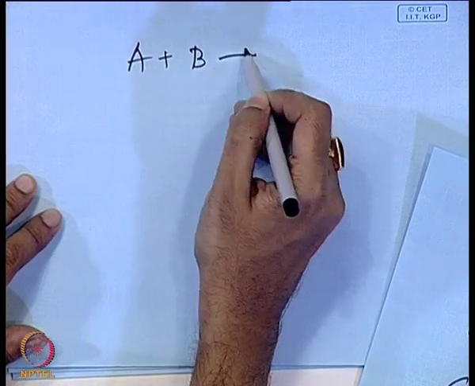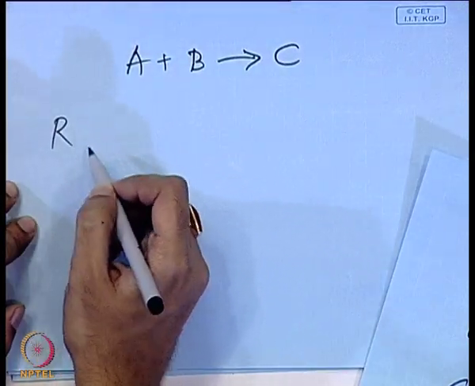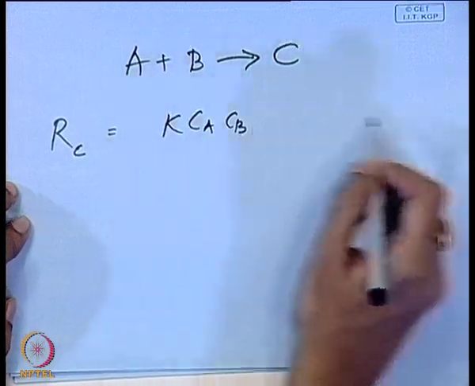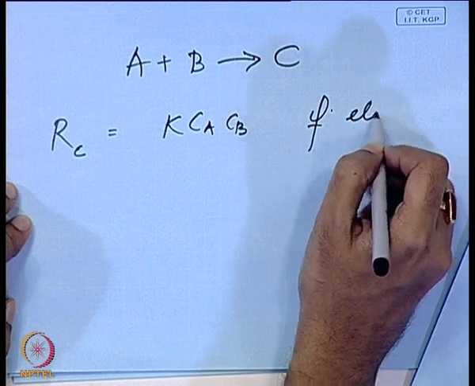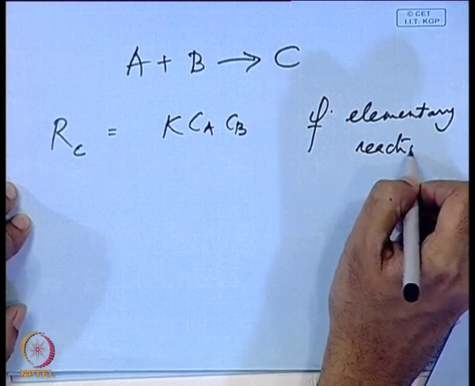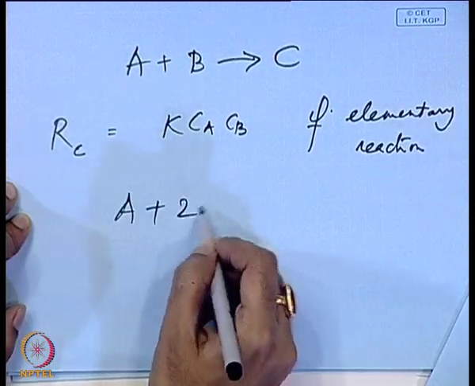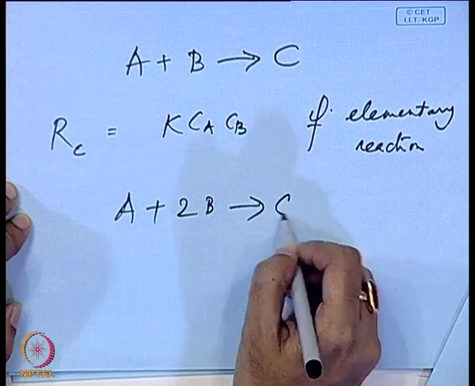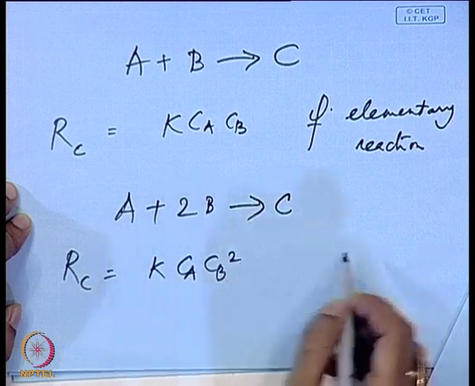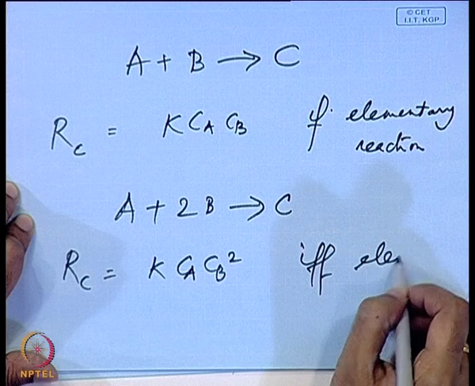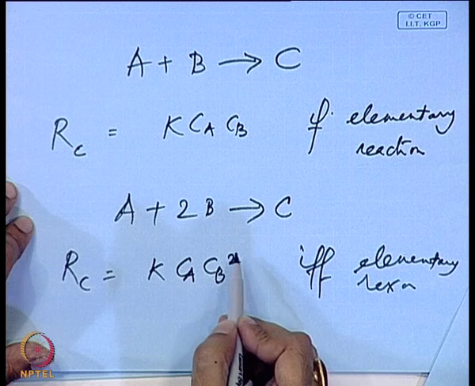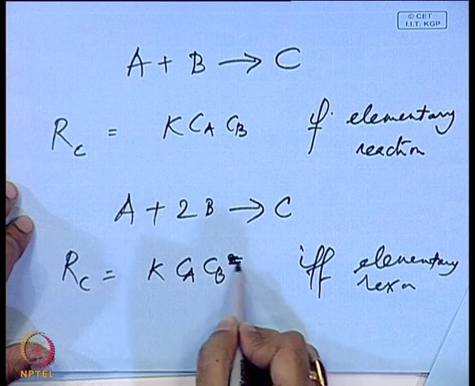A plus B giving C, then the rate of formation of C is k Ca Cb if it's an elementary reaction. A plus 2B giving C, the rate could be given as k Ca Cb squared only if and only if it's an elementary reaction. Is it clear? If it's not an elementary reaction, nobody said that that's the rate.